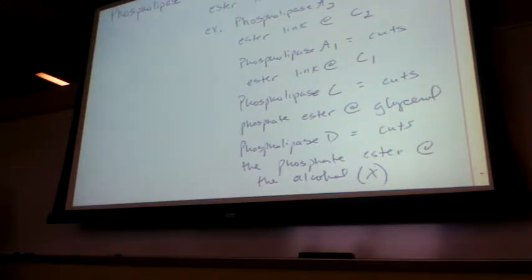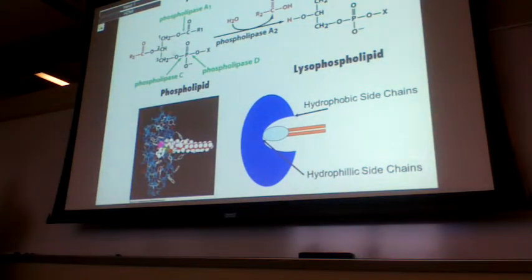Any ester can be hydrolyzed pretty easily. If you stick it in a strong base, you will saponify it and you will cut it. But there are also enzymes out there that are needed for cutting ester linkages. So there's my A1, which cuts the C1 fatty acid off. My A2, which is not on here, cuts the fatty acid 2 position off. And then possibly phospholipase C between the phosphate and glycerol, and then D between the phosphate and the alcohol.